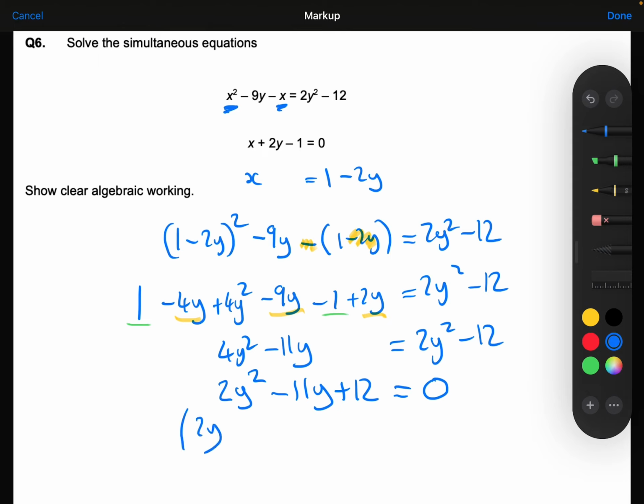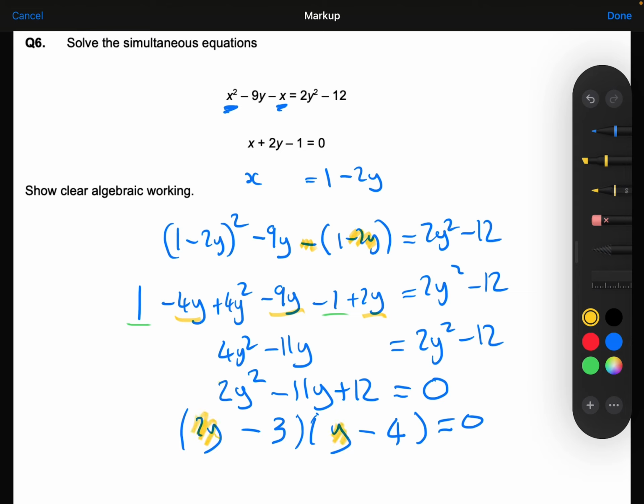I know it's going to have to be a 2y and a y to give me the 2y squared. And to get the 12, I'm thinking probably a 4 and a 3. And I think that if they were both minuses, I think that might work. Let's check to see.